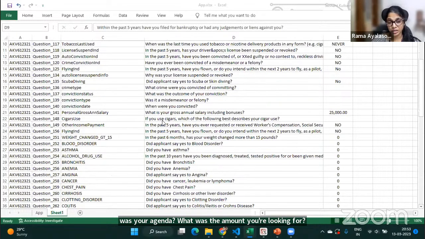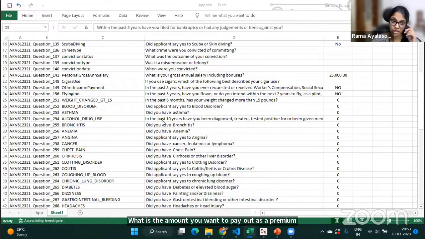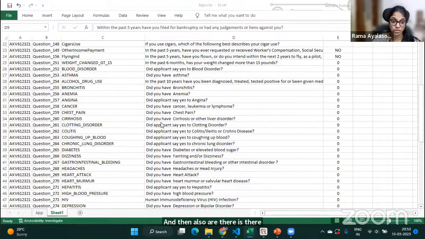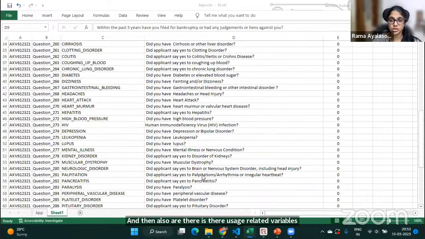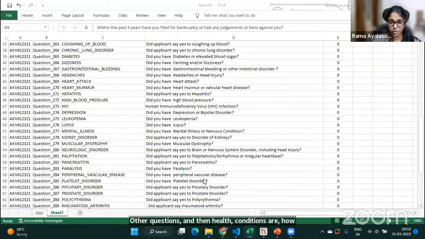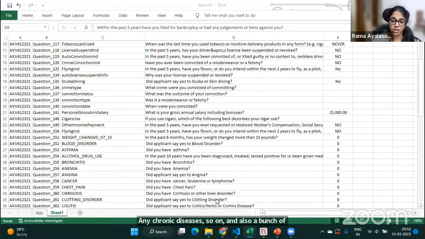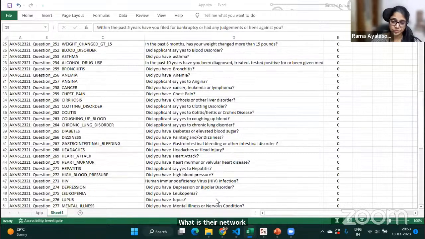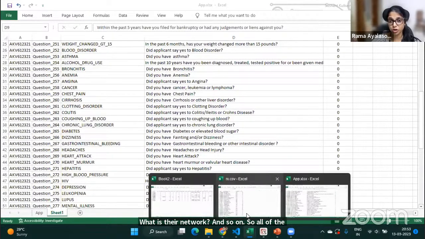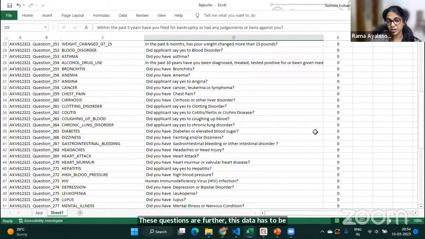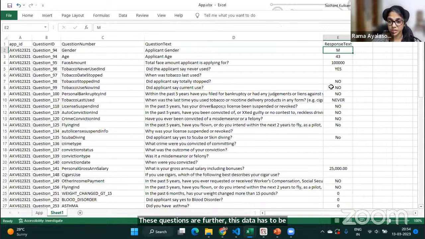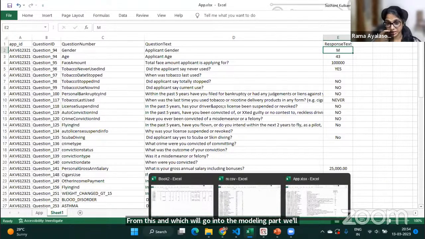And then also, there are usage related variables, like do you consume tobacco, other questions, and then health conditions, how are your health conditions in general, any chronic diseases, and so on. Also a bunch of personal information, like where do they reside, what is their net worth, and so on. All of this information is present in the form of questions. This data has to be further treated and converted into variables, which will go into the modeling part. We will look at how the data treatment is done at a later stage.